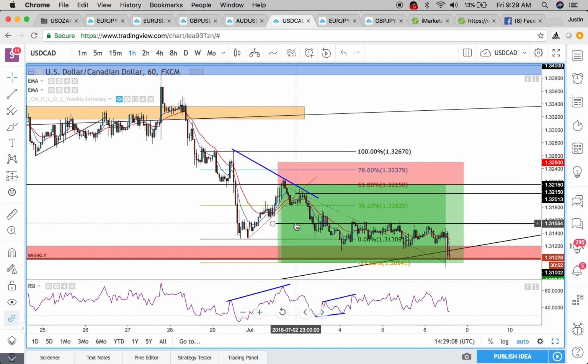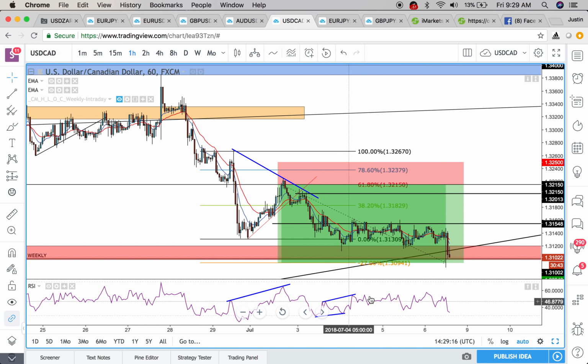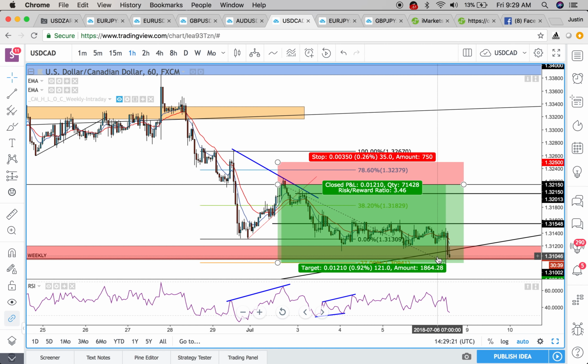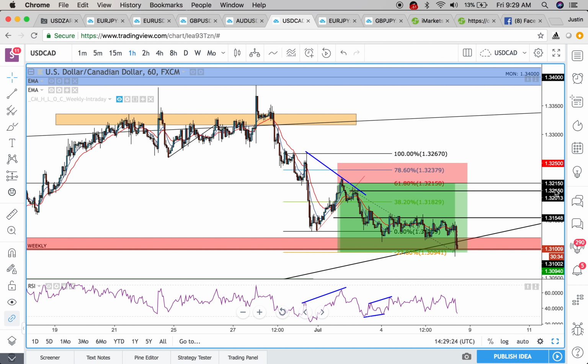Our first take profit was 60 pips at 1.3550. Our entry was at 1.32150, and our overall TP was at 1.30940, which is now achieved, 120 pips. This is a great little textbook setup.